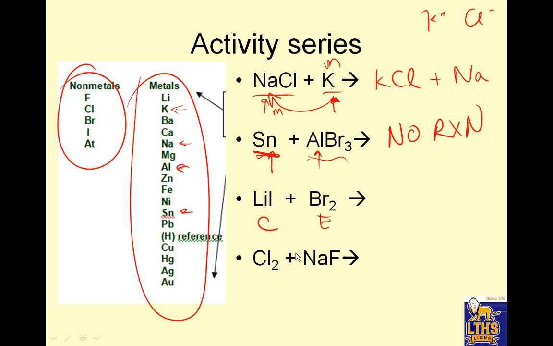Element, compound. So you look to see if the element, bromine, is non-metal higher up than iodine. So here's bromine, here's iodine. This is going to work. Bromine goes in and kicks out the iodine. Goodbye, iodine. You've been kicked.